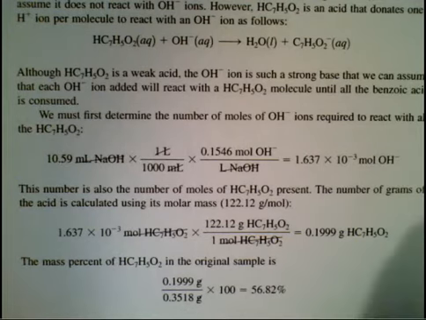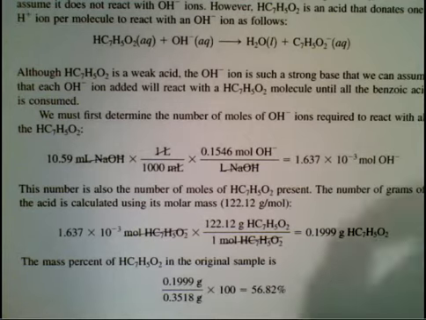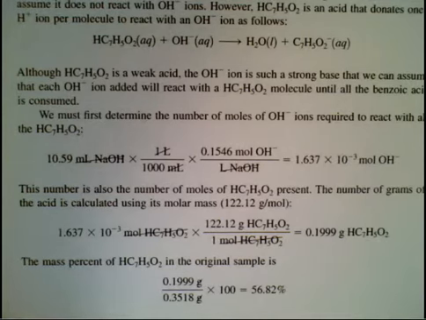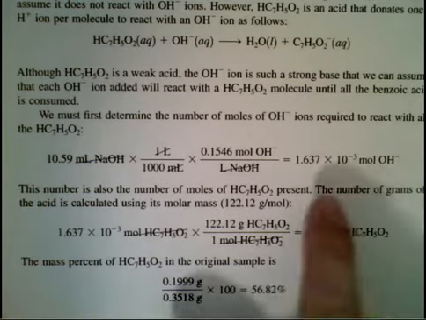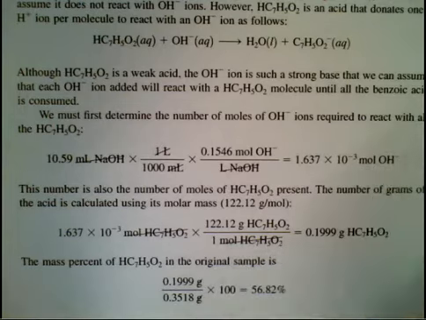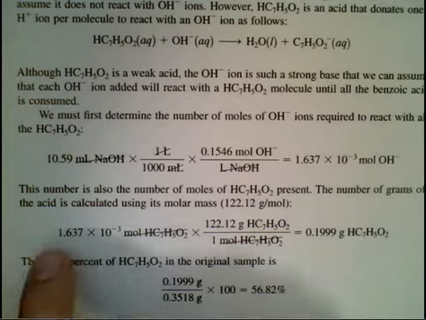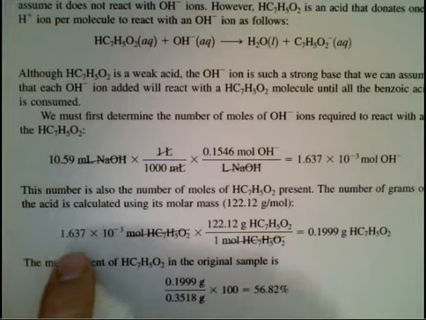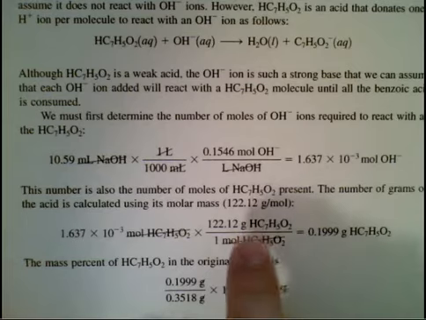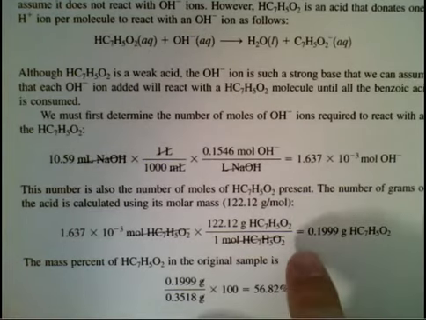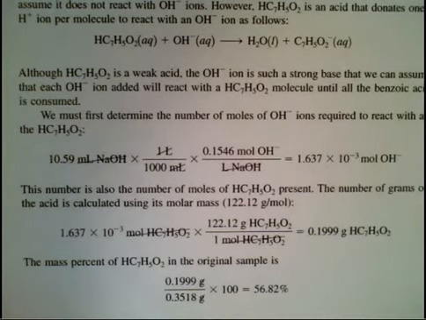This number is also the number of benzoic acid present. The number of grams of the acid is calculated using the molar mass, which is 122.12 grams per mole. It's the same moles, they're 1 and 1 there. The number of moles of OH minus is the same as the number of moles of this benzoic acid. So we start with 1.637 times 10 to the negative 3 moles of the benzoic acid. Use the molar mass of it to convert into grams of the benzoic acid, 0.19999 grams of the benzoic acid.